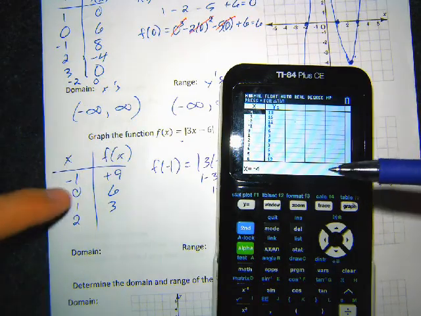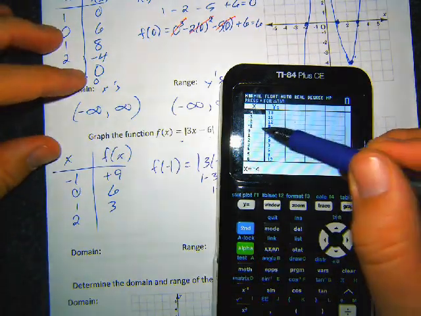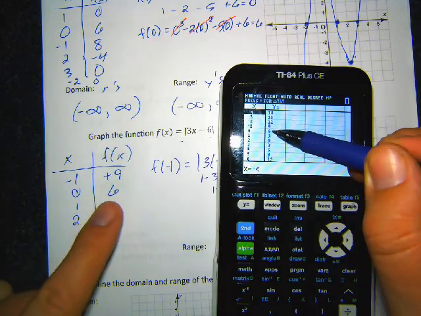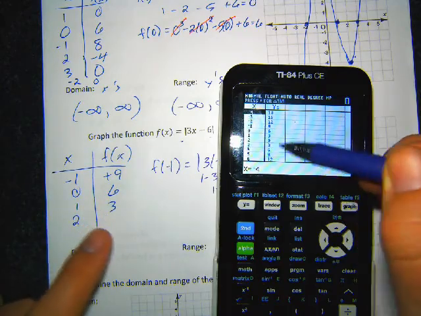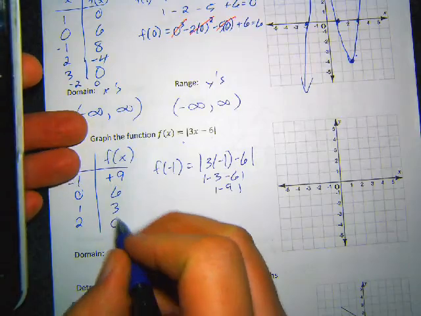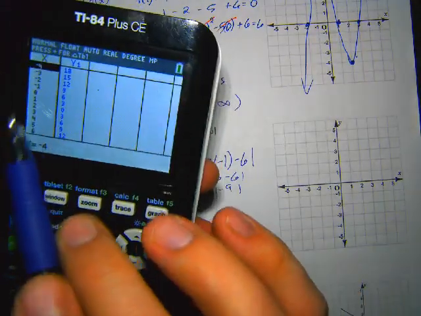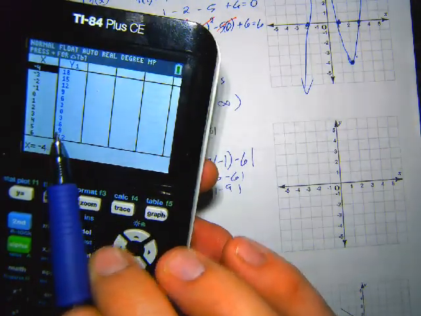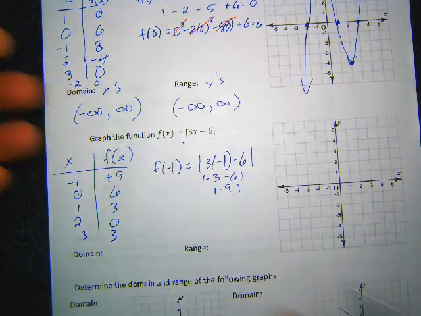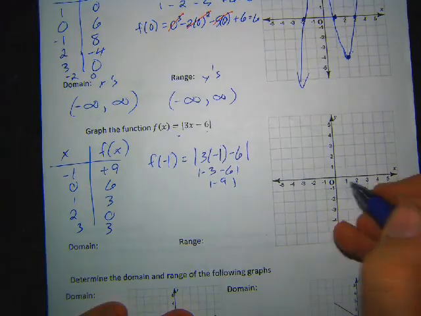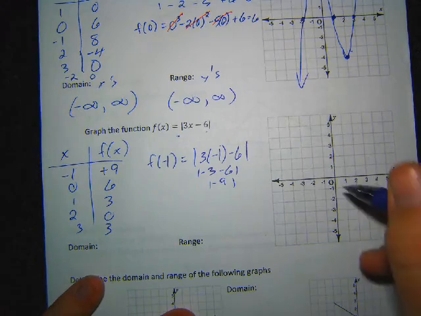So now I don't have to do it by hand anymore. I could just look at this and see, okay, -1 is 9, like I said. 0 is 6, 1 is 3, 2 is 0. If I keep going, you'll see here that 3 is 3. So that's another one. So I can do 3, 3. And that should be enough to kind of get a picture. So I can do -1. I'm way off the chart. I might even skip that one.